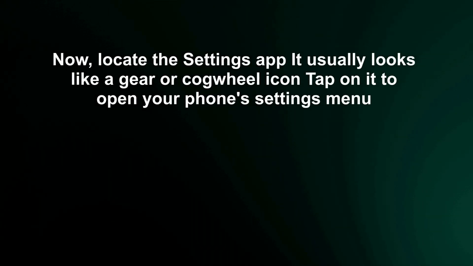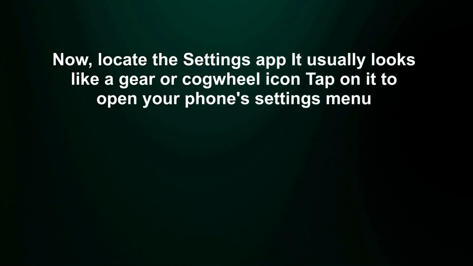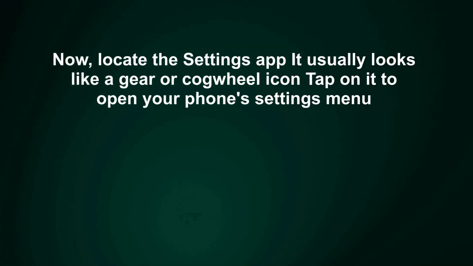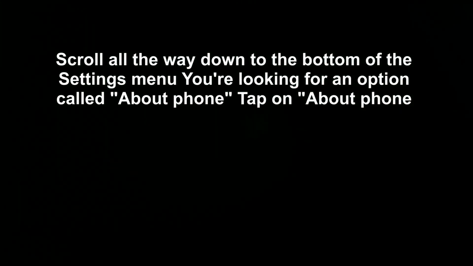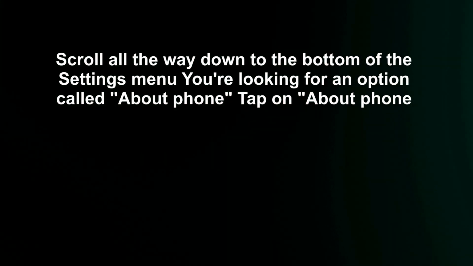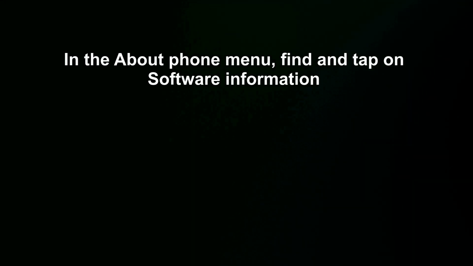Now, locate the Settings app. It usually looks like a gear or cogwheel icon. Tap on it to open your phone's settings menu. Scroll all the way down to the bottom of the settings menu. You're looking for an option called About Phone. Tap on About Phone. In the About Phone menu, find and tap on Software Information.